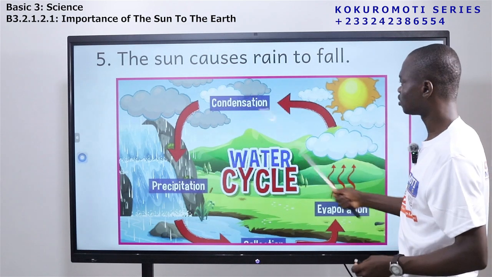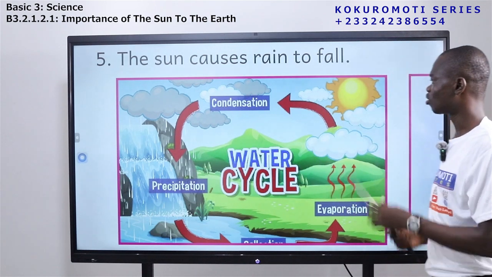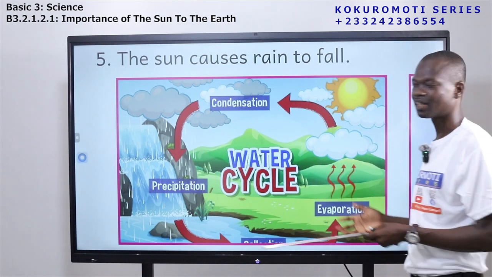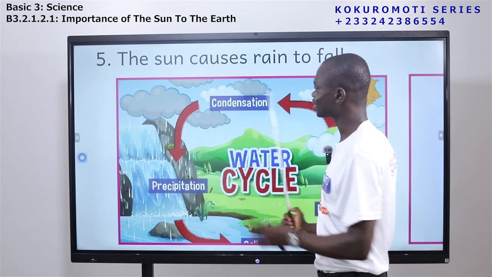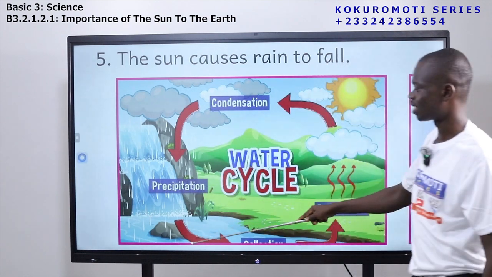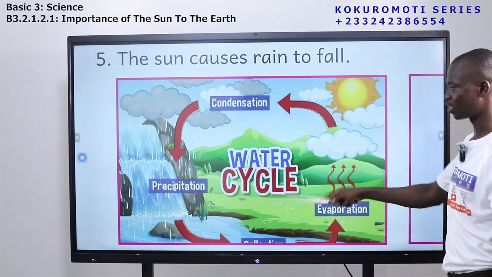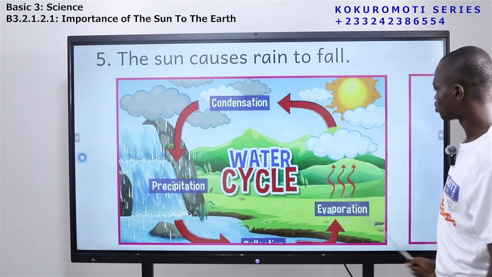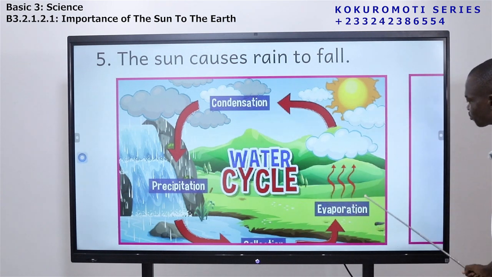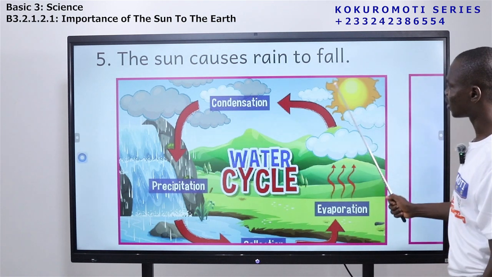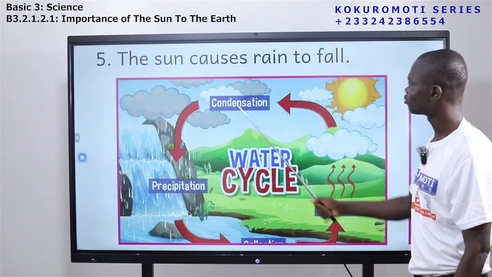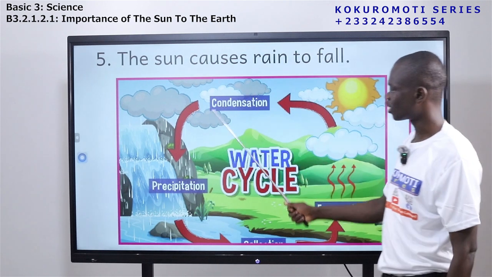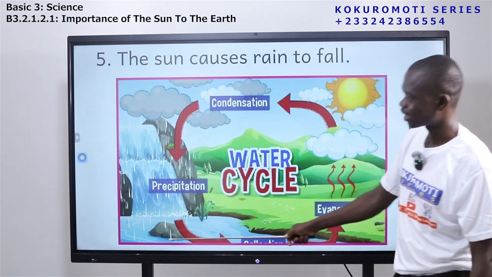Condensation will take place. Condensation is where water vapor is being changed into what? Into water. And when it happens like that, it falls back to the land again as rainwater. So water vapor goes into the atmosphere. When it gets to the atmosphere, it will change from vapor to what? Liquid, and then it will come to earth again.